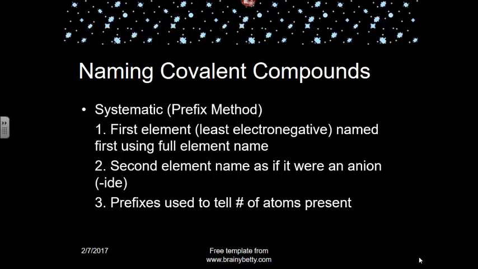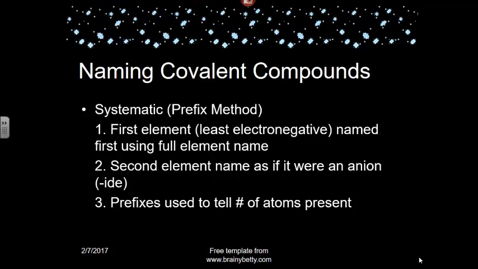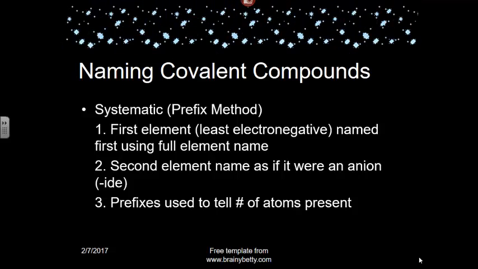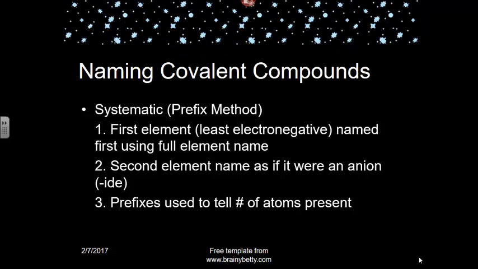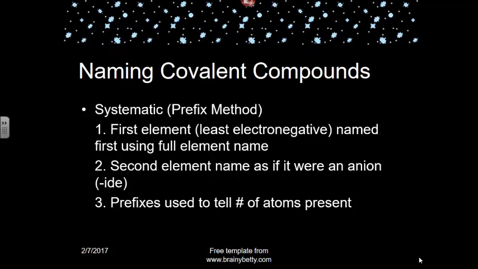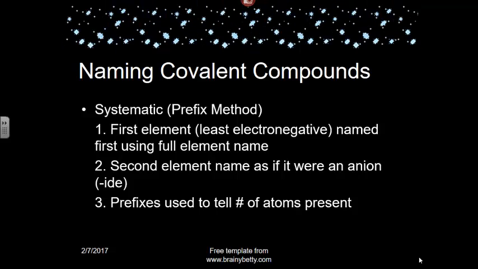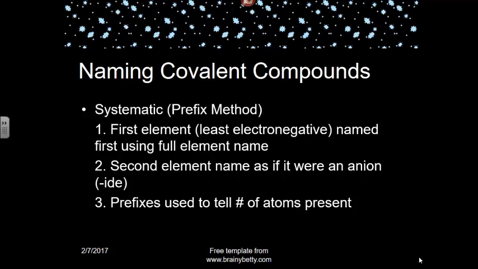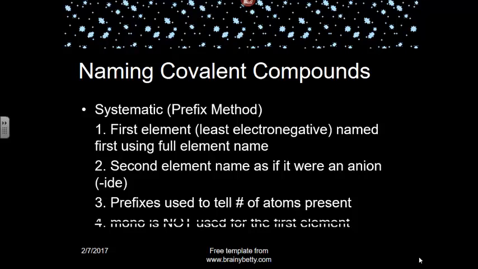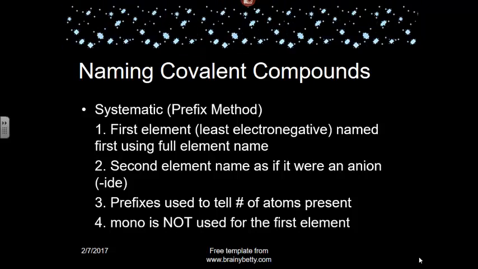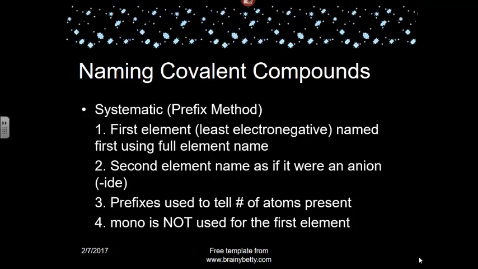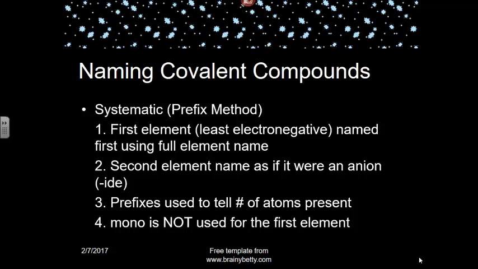Third, with both parts of the name, you use a prefix to tell the number of atoms that are present. Covalent compounds rely on electrons being shared, not transferred. Therefore, there's no charges to think about. And if there's no charges to tell you how many of each atom you have, there has to be something else to tell you. That's where the prefixes come in. The fourth rule is kind of a subset of that prefix rule. We don't use the prefix mono if it's the first element that's listed.